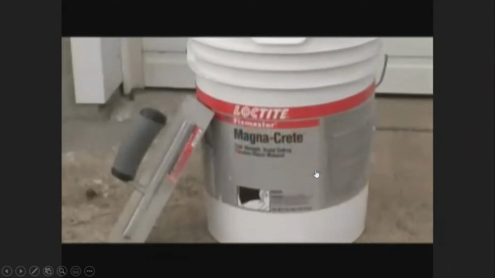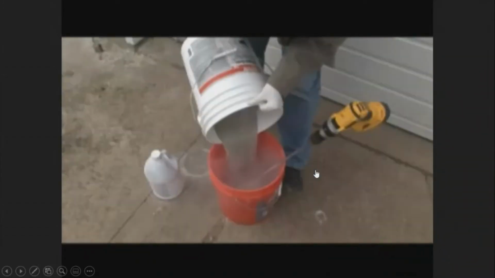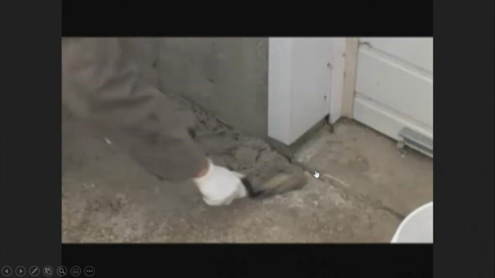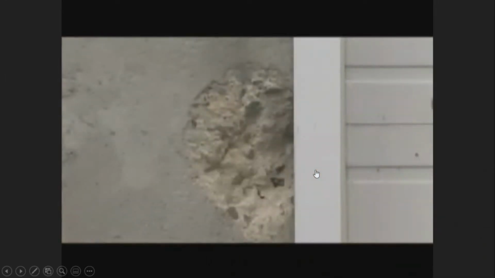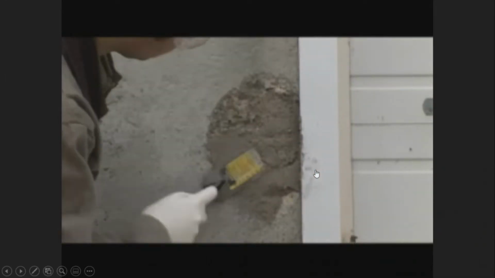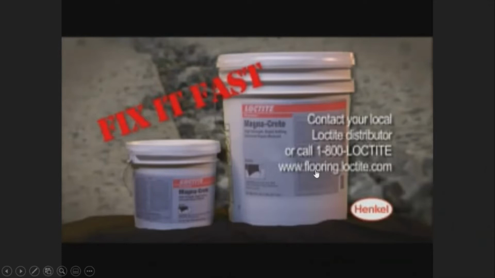Okay, so you can see the application of the Magna Crete is actually very easy. It's a two-part product. It's able to bond properly with different kinds of substrates, like what I mentioned: concrete, steel, wood. Once you mix accordingly, you can just attach the concrete on top of the surface that you'd like to repair, and you can see it's fixed fast.